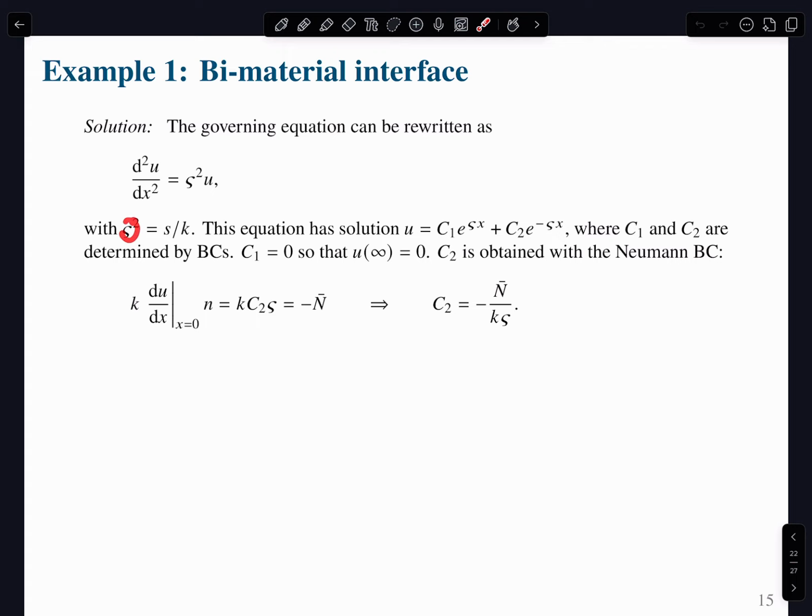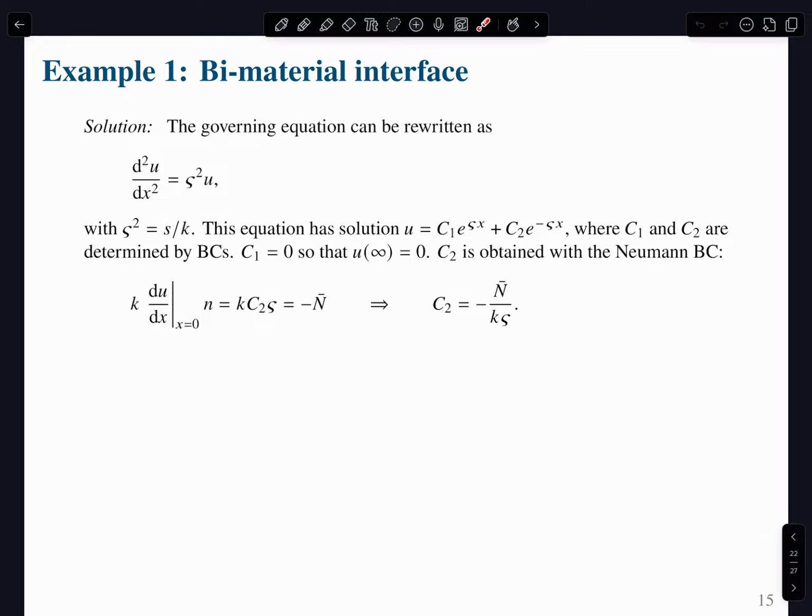Where this sigma, an alternative way of writing it, is defined so that sigma squared is the ratio of S divided by K, right? Well, it turns out that very simply, you can write the exact solution for this problem in this form. So U is comprised of two components, one that is exponentially increasing and one that is exponentially decreasing to 0. And now this is the exact solution. I'm going to plug it in, and you will see that it actually satisfies the solution point-wise along the entire bar from 0 to infinity.